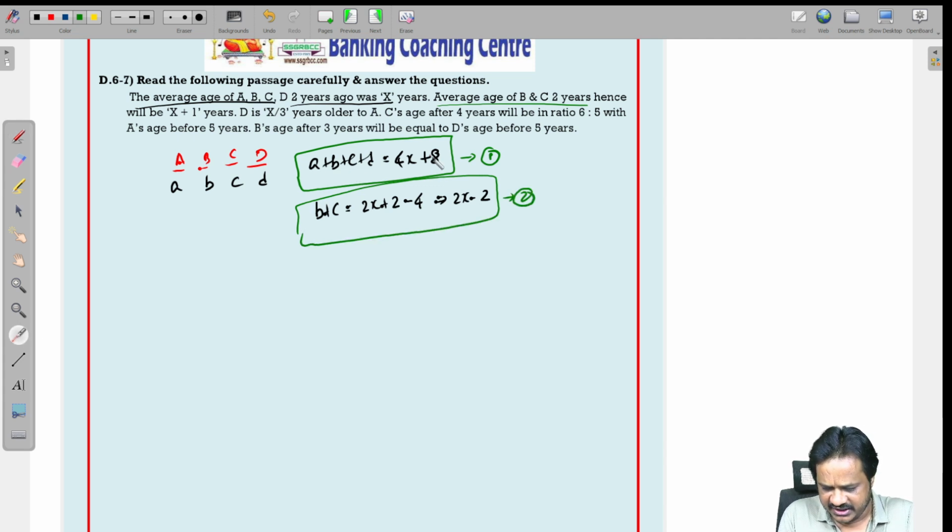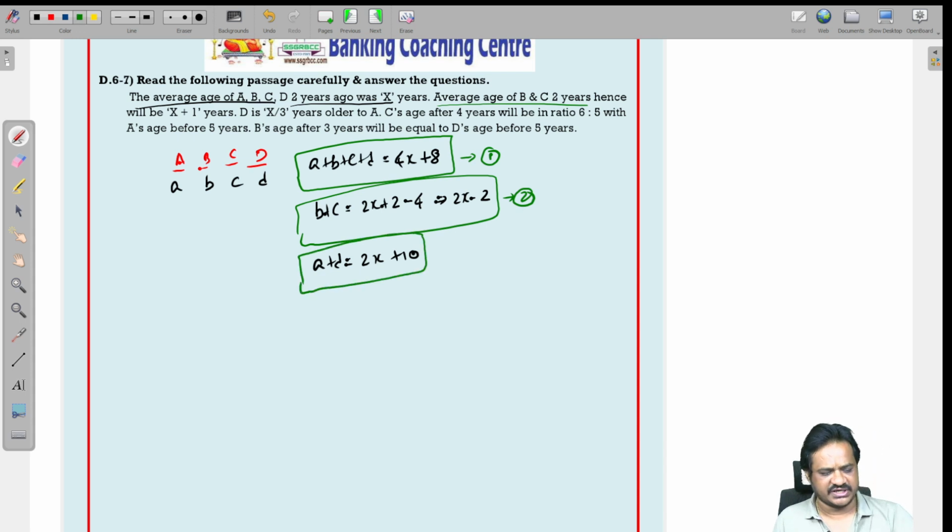Here we got ABCD present age 4x plus 8. We got B plus C present age 2x minus 2. If you subtract the second equation from the first equation, you are going to get 2x plus 10. That is the age of A and D. So, therefore, A plus D is equal to 2x plus 10. So, what is A plus D value? 2x plus 10. With this, we will get D is equal to 2x plus 10 minus A.